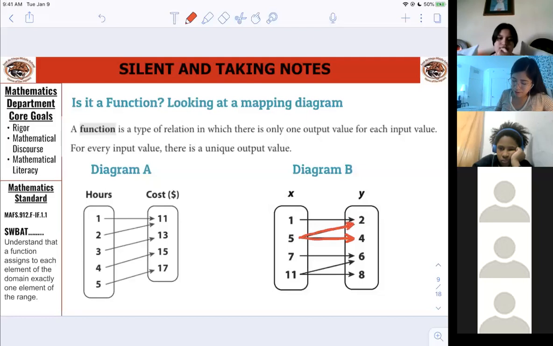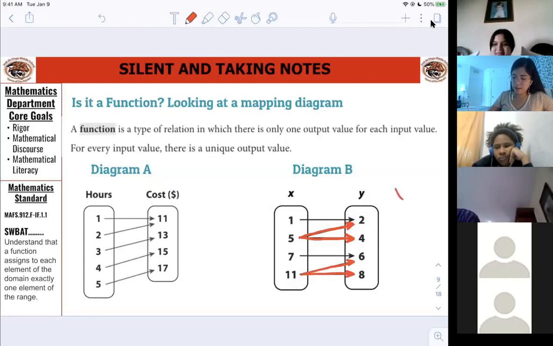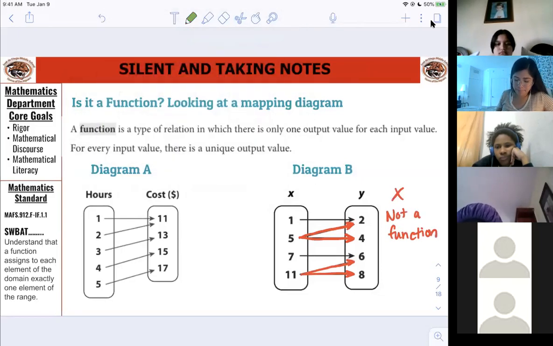Same thing with the 11. The 11 goes to 2 places at once. And so anytime you see a double arrow like this one, that's how you know it is not a function. Now on the other hand, the other one is a function because they have a different output, I think.